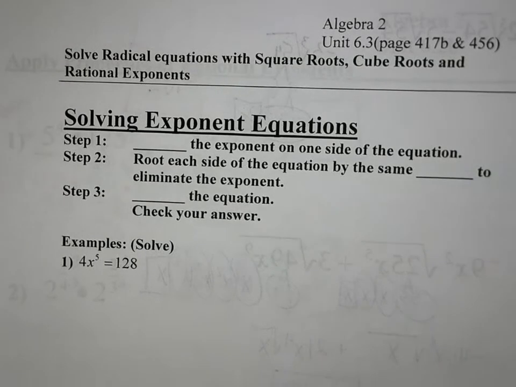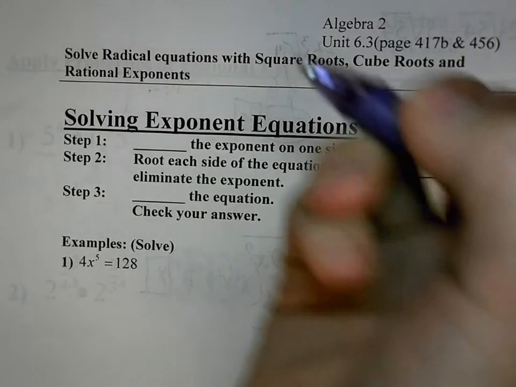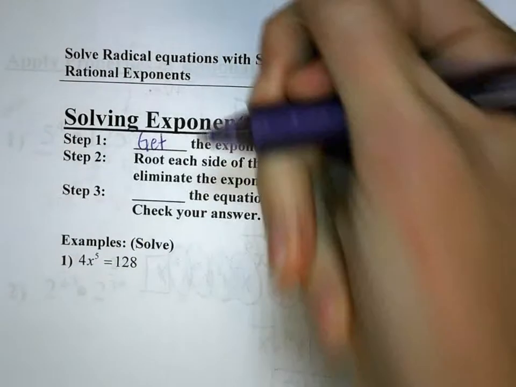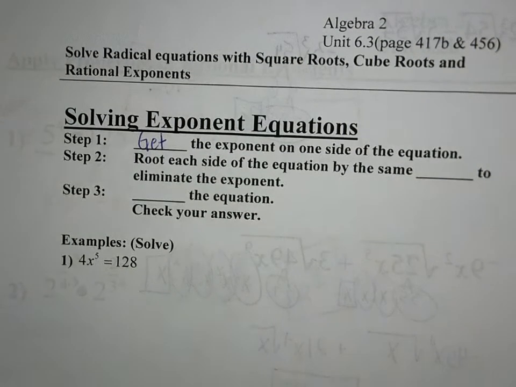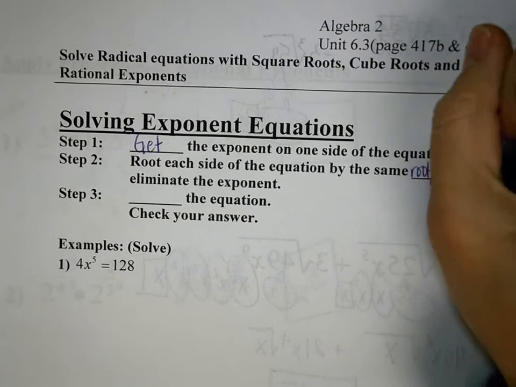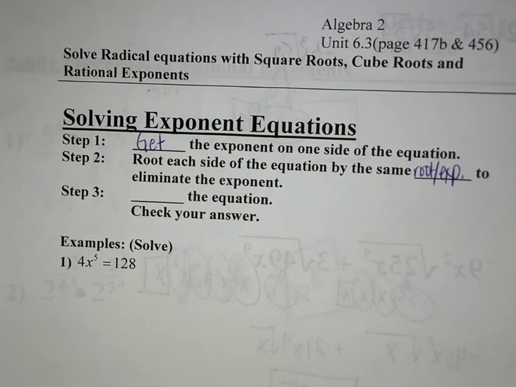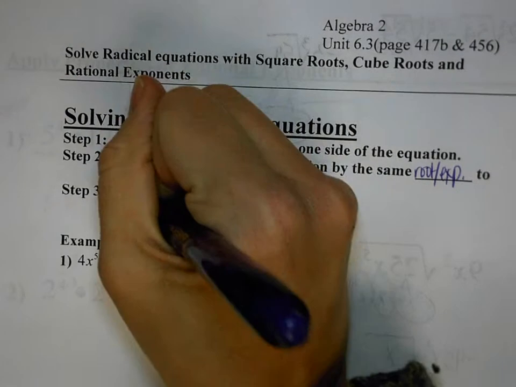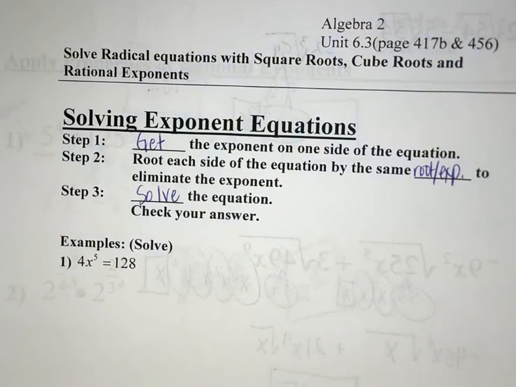Okay, today we are doing 6.1, and it's similar to what we've already been doing. You guys should know most of it. Step 1, you want to get the exponent on one side of the equation. Now, the reason why I said get the exponent, normally I said get the square, but we are not only dealing with squares now, right? We're dealing with cube roots, fourth roots, fifth roots, and so on. Next, you'll root each side of the equation by the same root / exponent to eliminate the exponent. And then you will solve the equation.